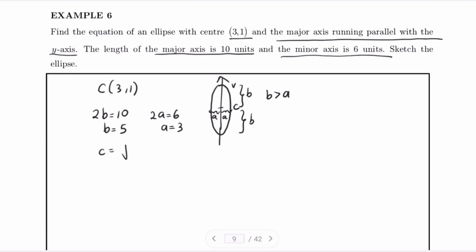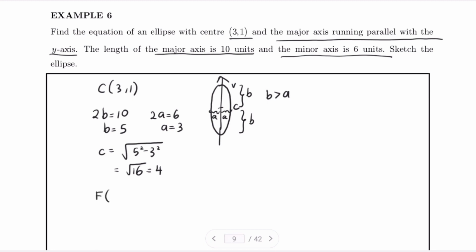So to find C, it's going to be the square root of B squared minus A squared. That will be the square root of 5 squared minus 3 squared. 25 minus 9 is the square root of 16, and the square root of 16 is 4. So we already know our center, which is (3, 1). From the shape, H will remain the same.